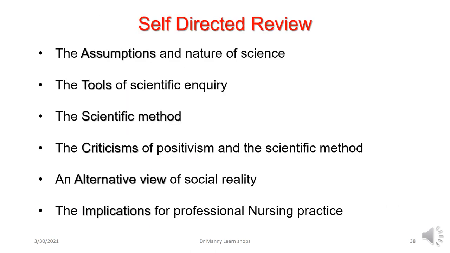Okay, to conclude, this is just a self-directed review for you. You can go back, you can review the assumptions and nature of science, the tools that are employed in scientific inquiry, what the scientific method actually is. What are some of the criticisms of positivism and the scientific method? And what's an alternative view of social reality? Which again, from my perspective, has to be a qualitative approach. And then look at the implications for professional nursing practice, what you're doing.